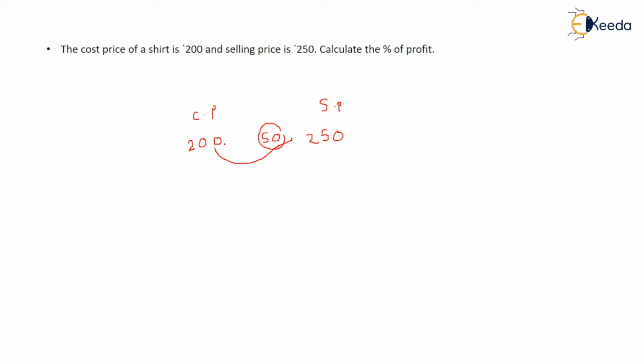And what is the amount that you invested in order to gain this 50 rupees? 200. Simply 50 upon 200. So this comes out to be 1 by 4. Now you have to convert 1 by 4 into percentage, so multiply by 100. This comes out to be 25%. Simple. This chapter is this simple.